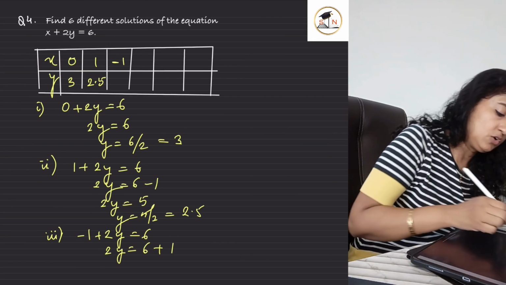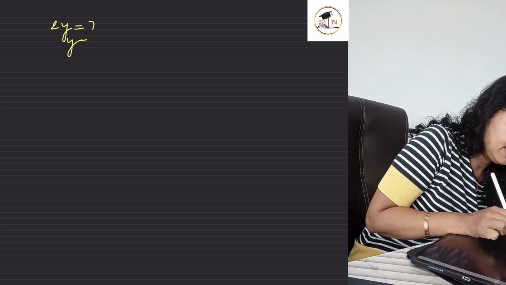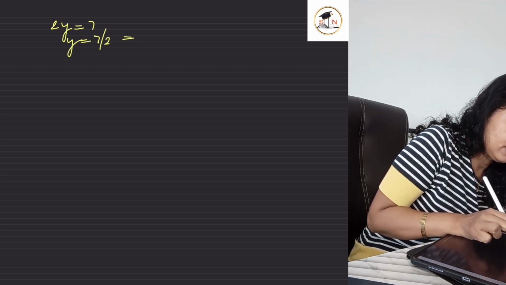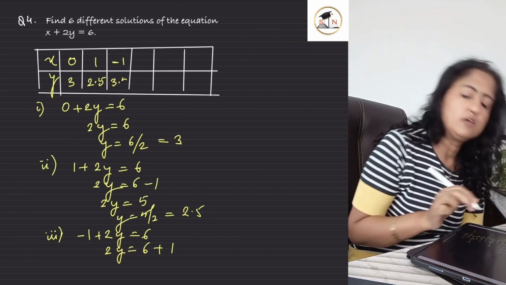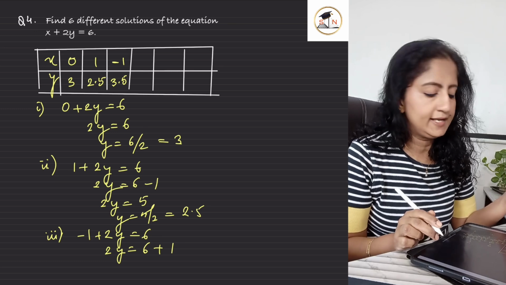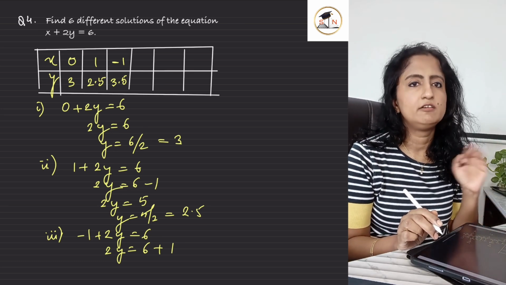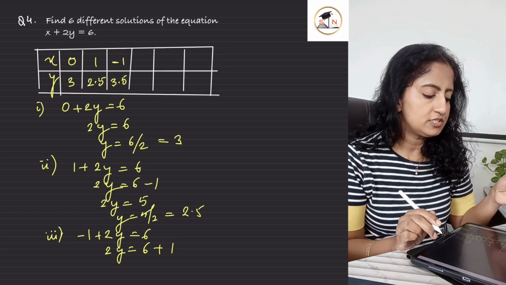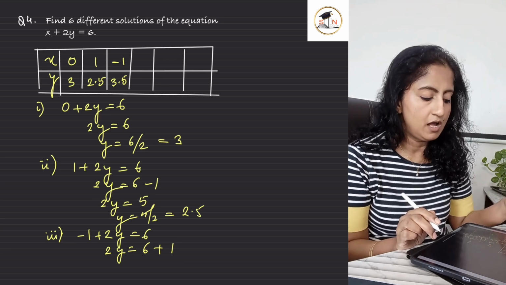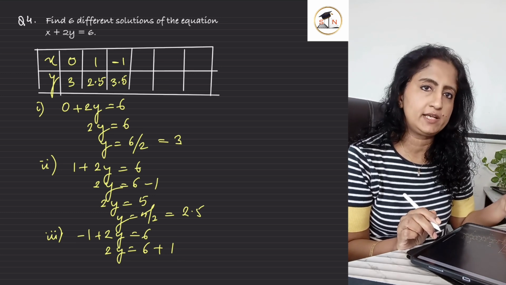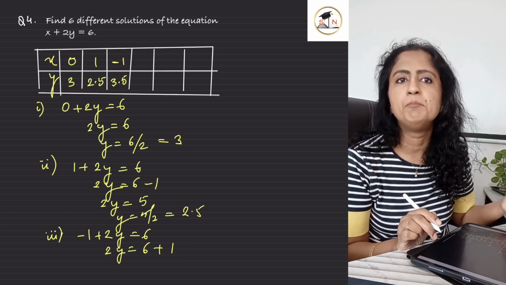So we have 2y equals 7, and y comes out to be 7 by 2, that is 3.5. Again, I took a negative integer for x, but for y, we have got 3.5. So the first 3 solutions that I had done over here, I showed you all the working, right? But now the next set of 3 values that I will take for x, I will not show the working, but we will do the calculations mentally.